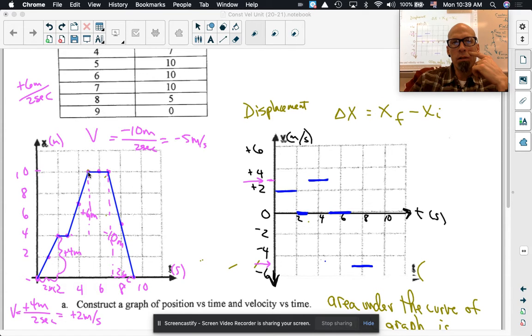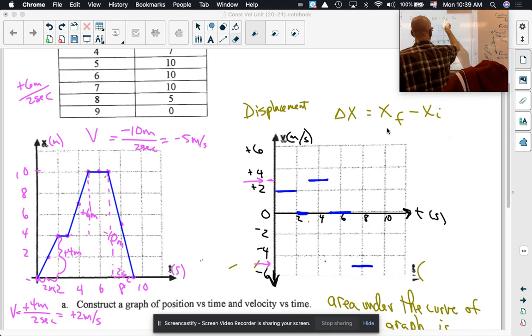What's the final? From 3 to 5 seconds, what's the final? In other words, where is the object at 5 seconds? 10 meters. Object is at 10 meters. That's the final position. Final position is 10 meters.